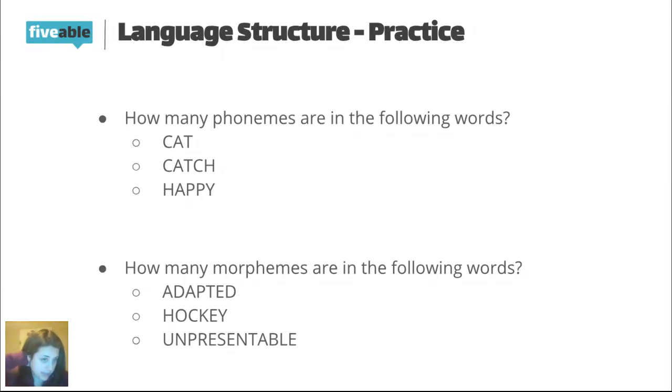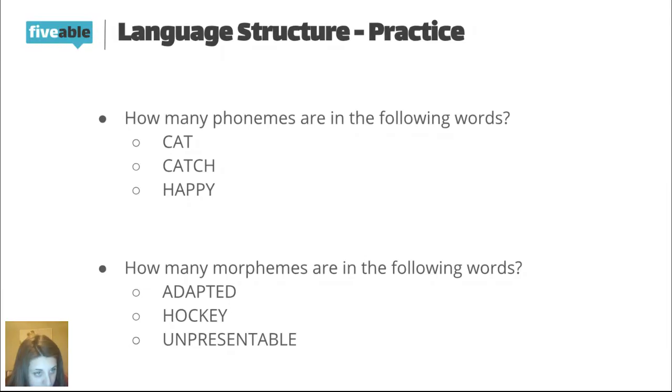Let's try the morphemes next. Hopefully you've had a second to look at them. So for morphemes, how many morphemes are in the following words? So the word adapted. How many different chunks of meaning are there in the word adapted? So we have adapt, which by itself means something, right? It means to become used to. And then we have the ed at the end, which means something in the past. So there's two morphemes in the word adapted. There's adapt and then the ed, which gives meaning to the word.